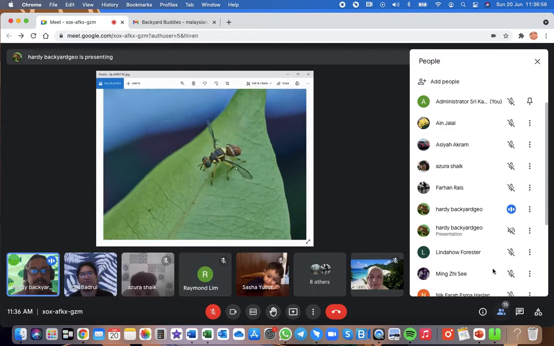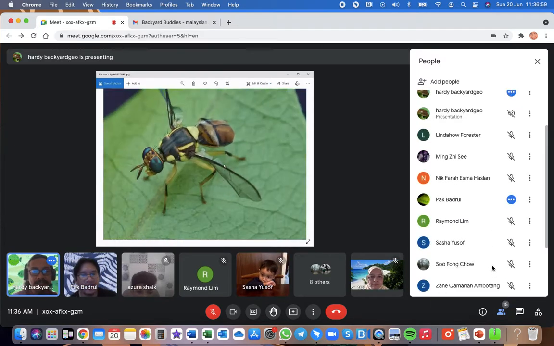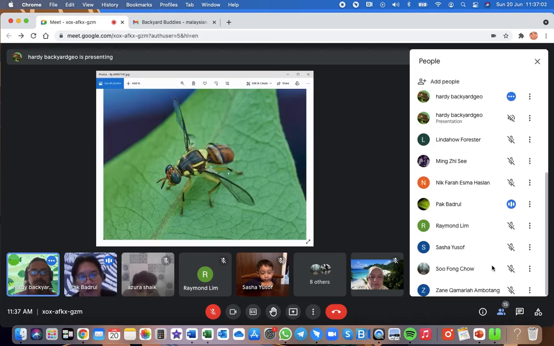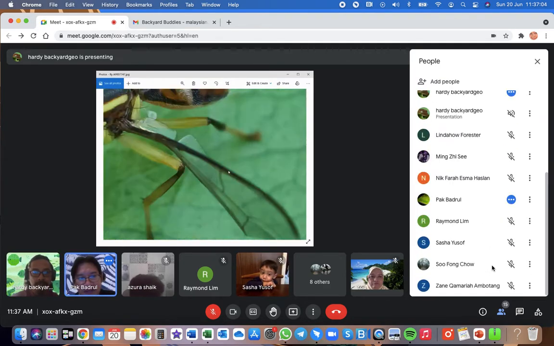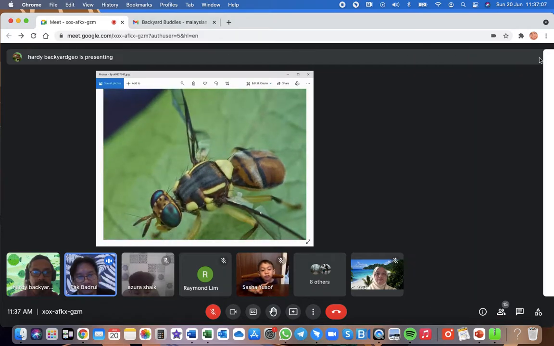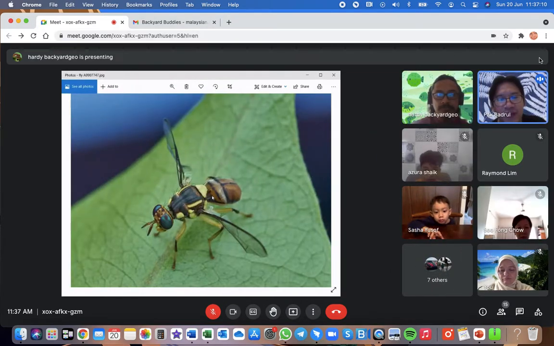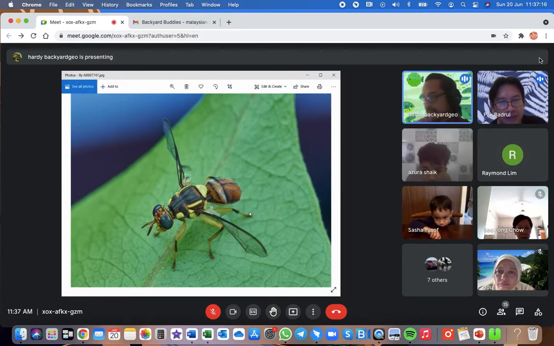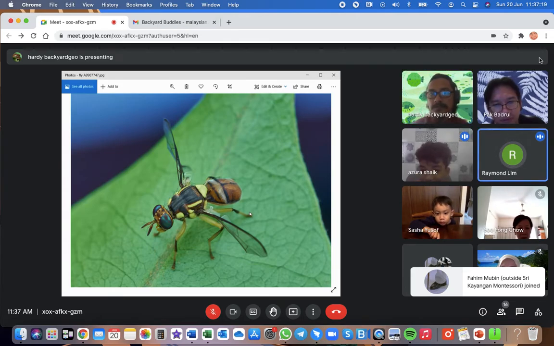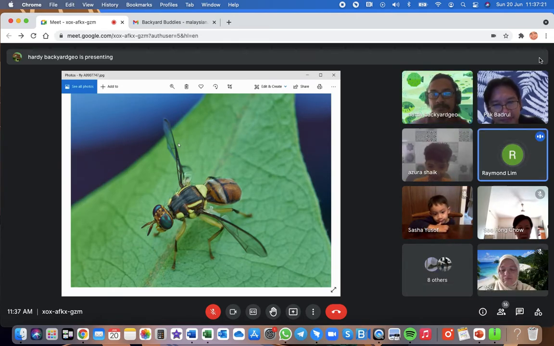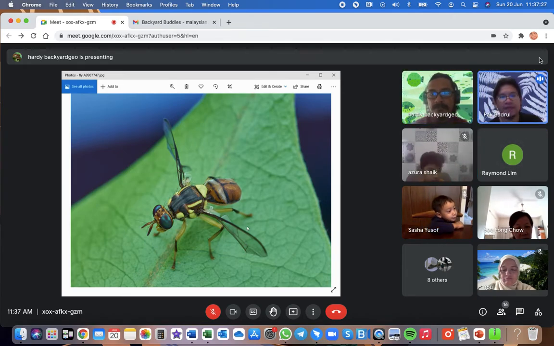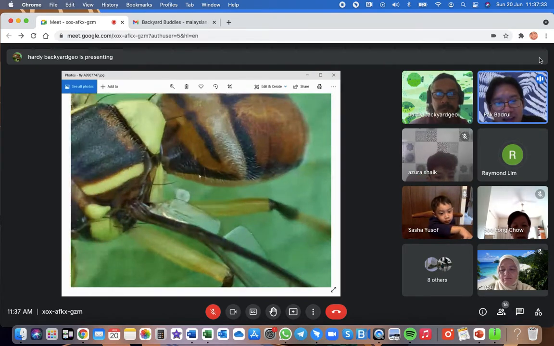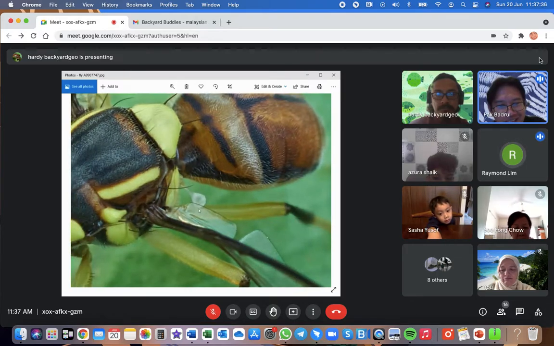Okay, this is another type of fly. Look at the wings. How many wings does the fly have? It is a fruit fly. Two pairs or one pair? One pair. One here, one here, right? But in flies, you can see the hind wings are actually modified into something else.